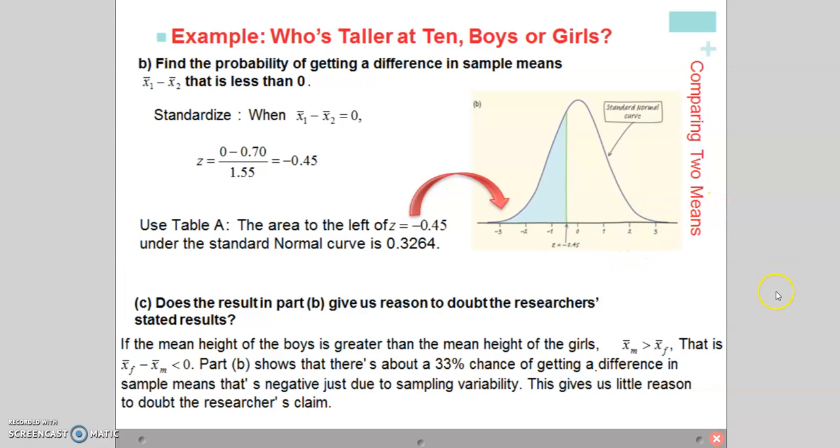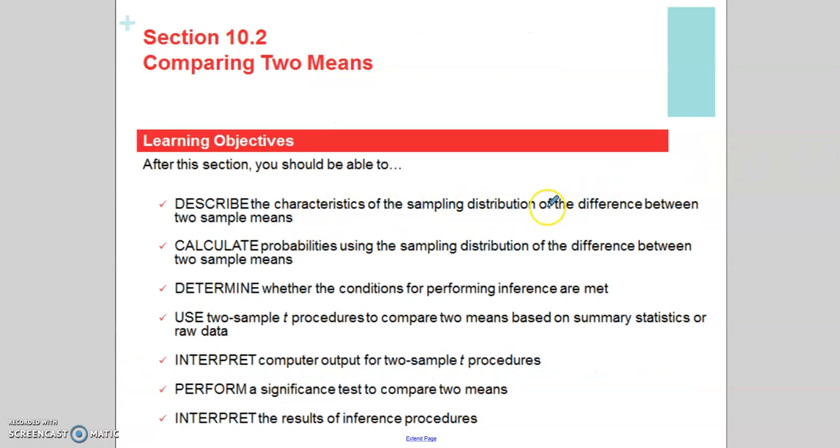So that's where we're going to stop for today. We learned about sampling distributions for the difference between sample means, and we basically did probabilities using the sampling distribution of the difference between two sample means. Going forward tomorrow, we'll start looking at conditions and how to actually do confidence intervals and significance tests later on.